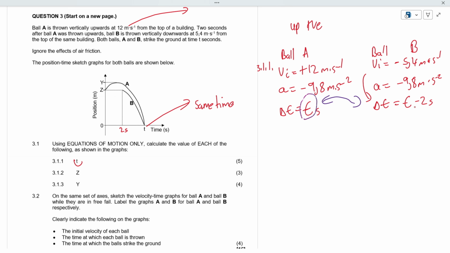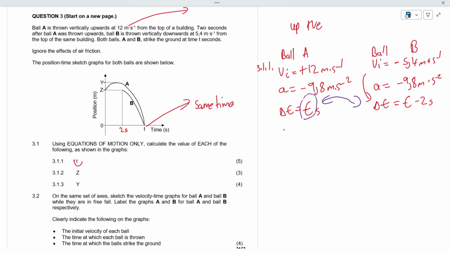Because why? Because the whole t includes the time in which ball B wasn't thrown yet, because ball A was thrown, and then after 2 seconds we see that ball B was thrown. So you must also account for that, okay, from that t we subtract 2.